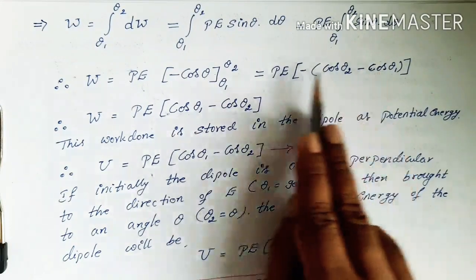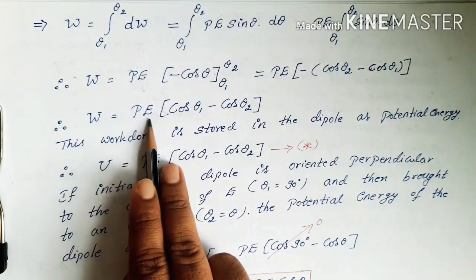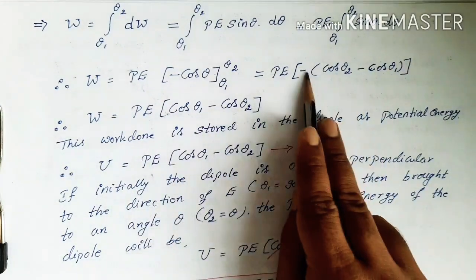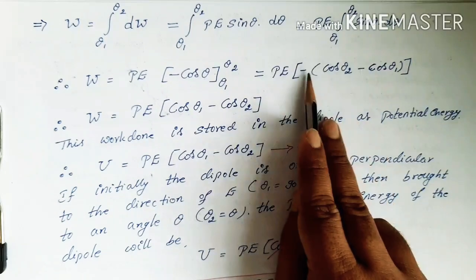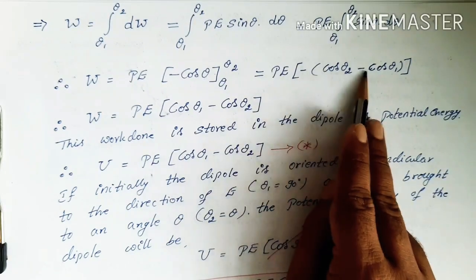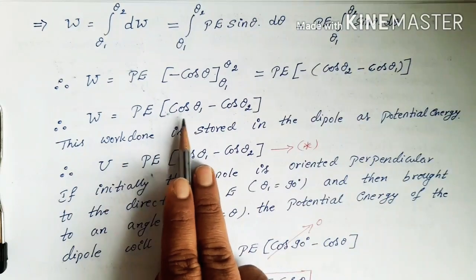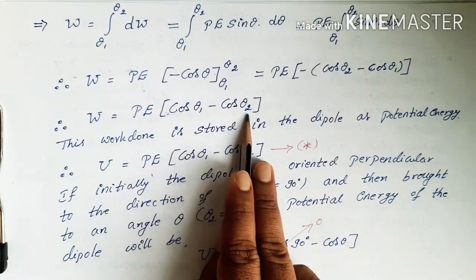Now the W is equal to p cos theta 1 minus cos theta 2. This we can write by multiplying the negative sign inside, minus cos theta 2, and this will become plus cos theta 1. So I am interchanging the term. We can write W = p (cos theta 1 minus cos theta 2).